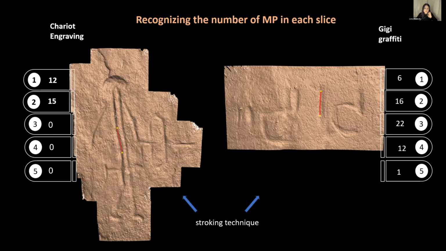And then we count the minima points in each slice. We can see that in the chariot, it has 1 or 2 minima points, while in Gigi, the MP count shows much more variation. That means non-regularities. So when we look at the distribution of MP points along the slices, we find that, again, we can see regularities in the chariots and no regularities in Gigi.